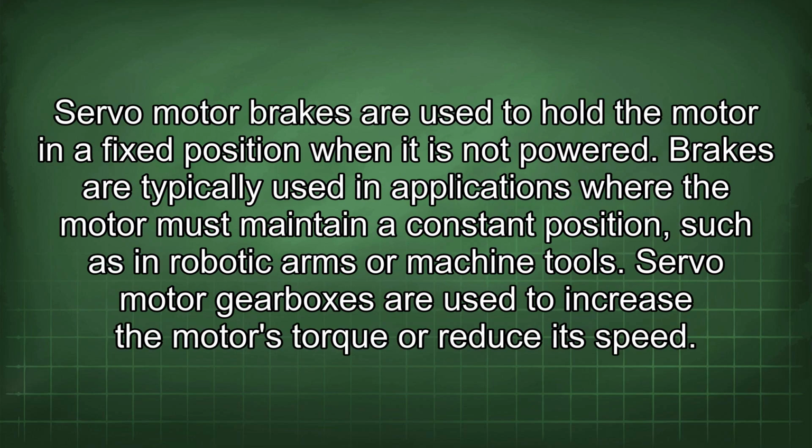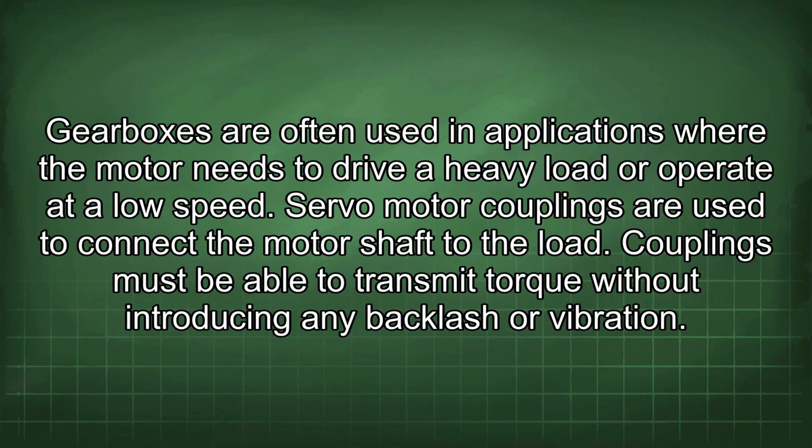Servo motor brakes are used to hold the motor in a fixed position when it is not powered. Brakes are typically used in applications where the motor must maintain a constant position, such as in robotic arms or machine tools. Servo motor gearboxes are used to increase the motor's torque or reduce its speed. Gearboxes are often used in applications where the motor needs to drive a heavy load or operate at a low speed.